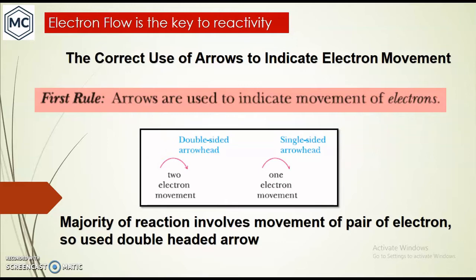For the correct use of arrows to indicate electron movement, there are some rules we have to understand. The first rule is that arrows are used to indicate the movement of electrons. Usually we use two types of arrows. One is the double-sided arrowhead, this one, which usually represents two-electron movement. The next one, the fish hook arrow or single-sided arrowhead, usually represents one-electron movement. In organic chemistry, the majority of reactions involve movement of a pair of electrons, so we usually use a double-headed arrow.